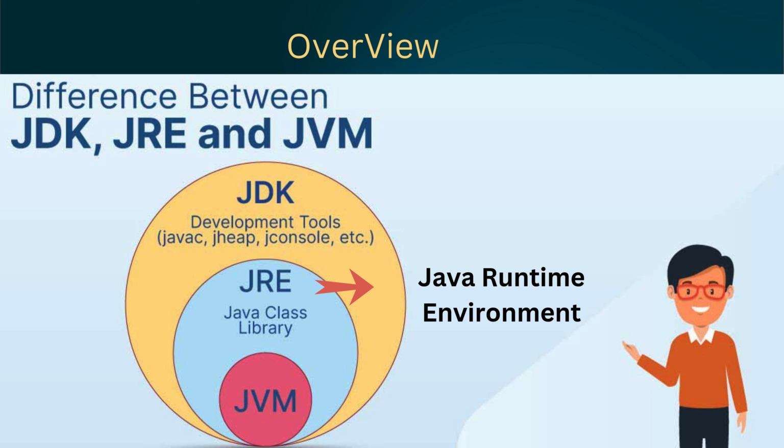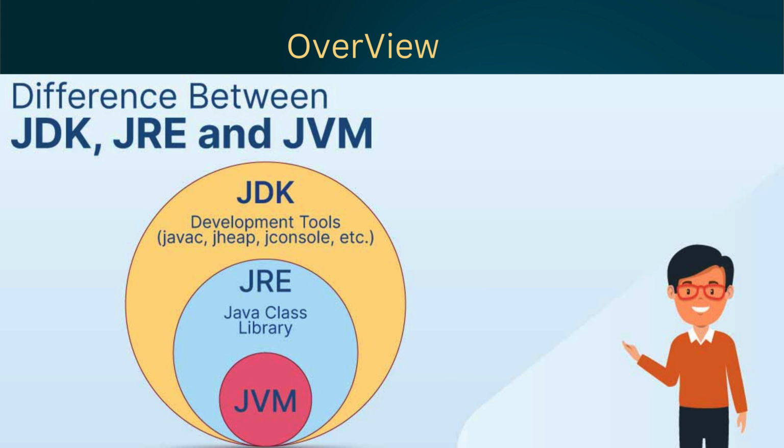Next, JRE. We have JRE, the Java Runtime Environment. It includes the JVM along with the libraries and files needed to run Java applications. If you just want to execute a Java program, the JRE is all you need. However, it does not include development tools like compilers.